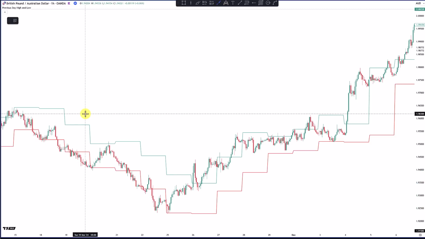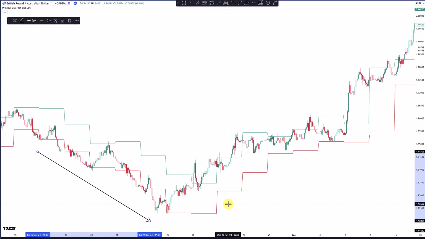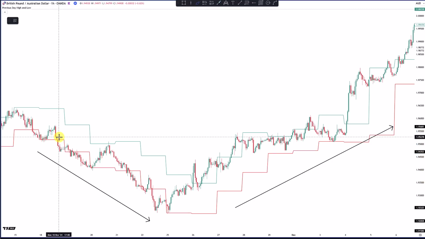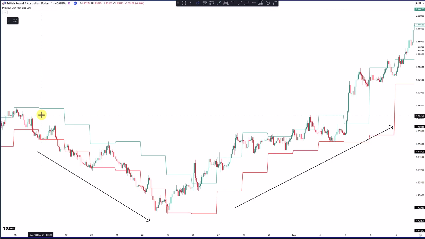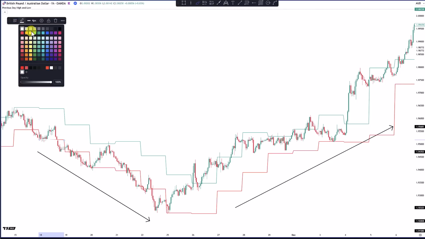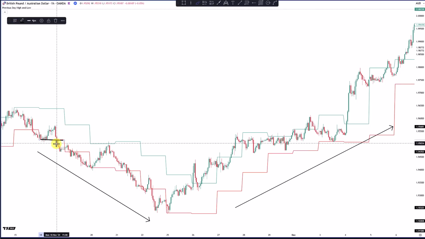So here on the left side, the market is in a downtrend clearly. On the right side, we are in an uptrend. But what is so fascinating about this tool is that in a downtrend, you will see that the market is continuously pushing into new daily lows, such as here. The market is pushing into a new daily low here.